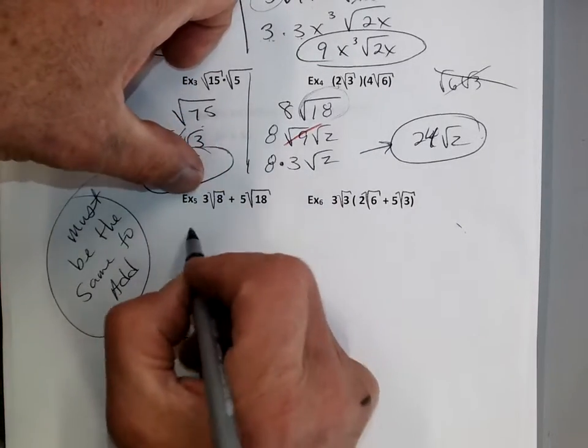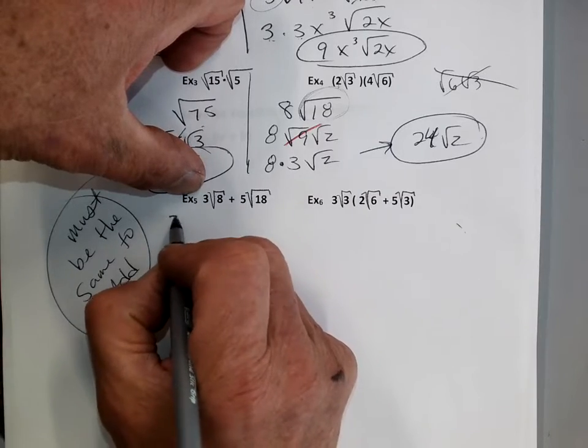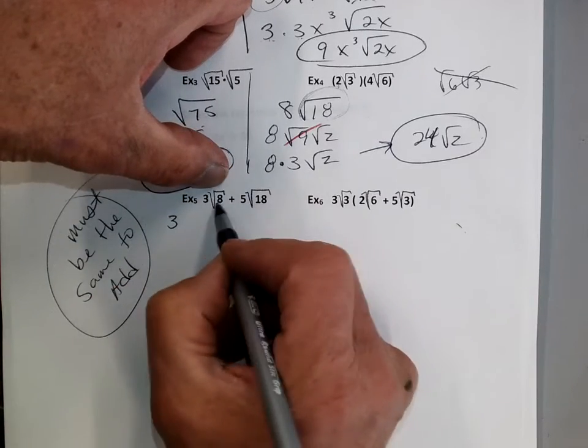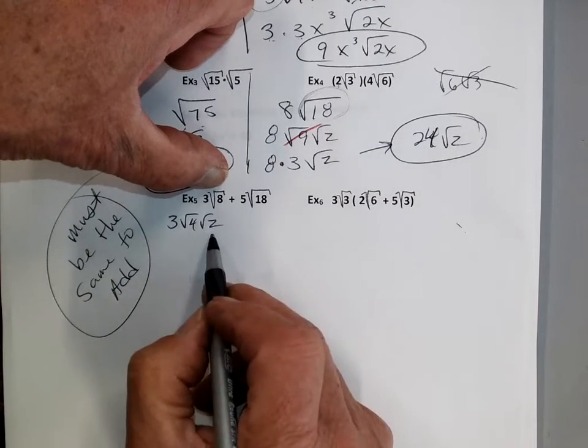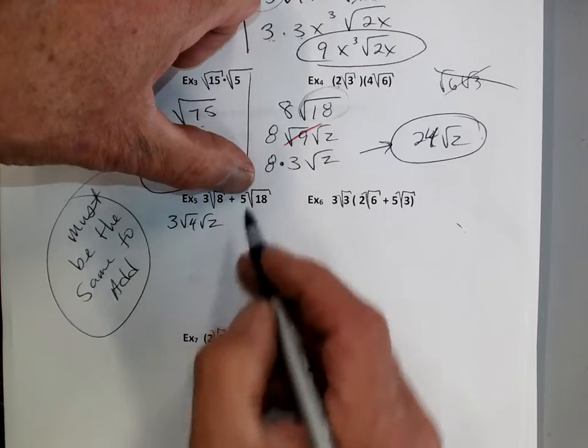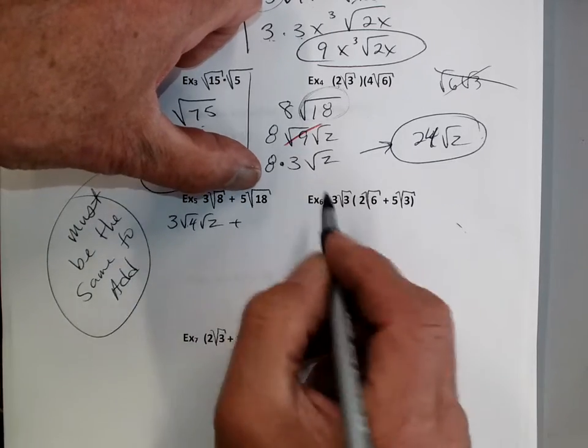So let me try and do that. So the 3 is just a regular 3. I'm going to leave that alone. Square root of 8. Let's see. Square root of 8. I'm going to change that to the square root of 4 times the square root of 2. Because 4 times 2 is 8, and I can take the square root of 4. Okay, the 5 is on the outside, so I'm going to leave the 5 there.